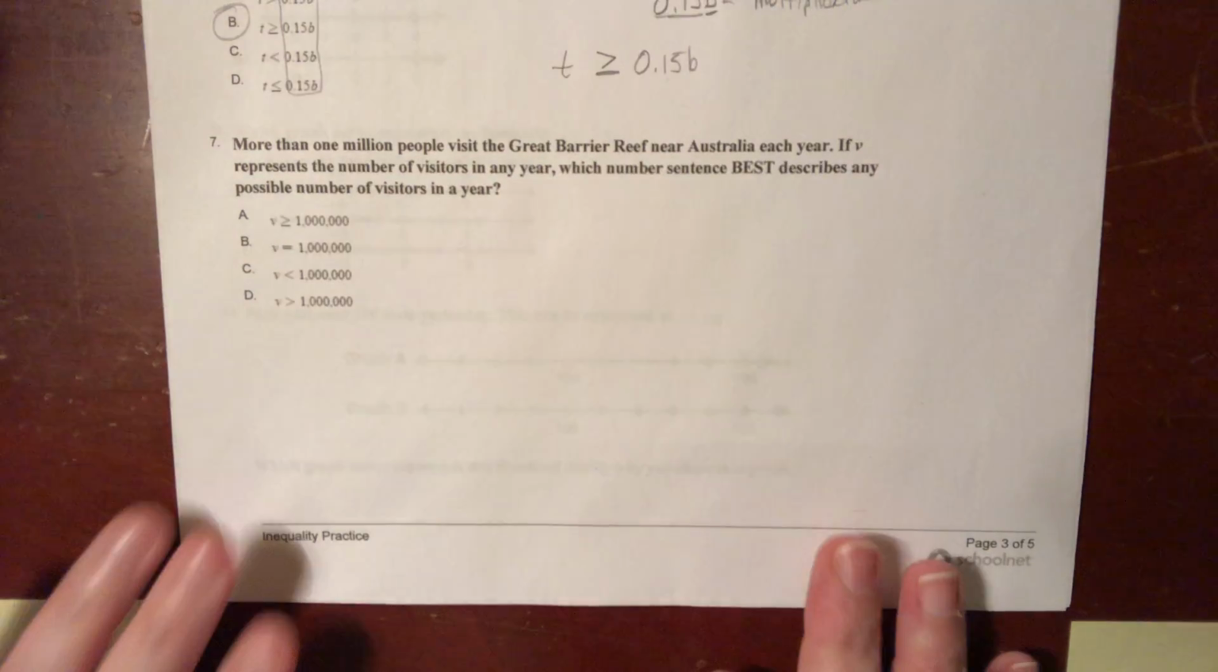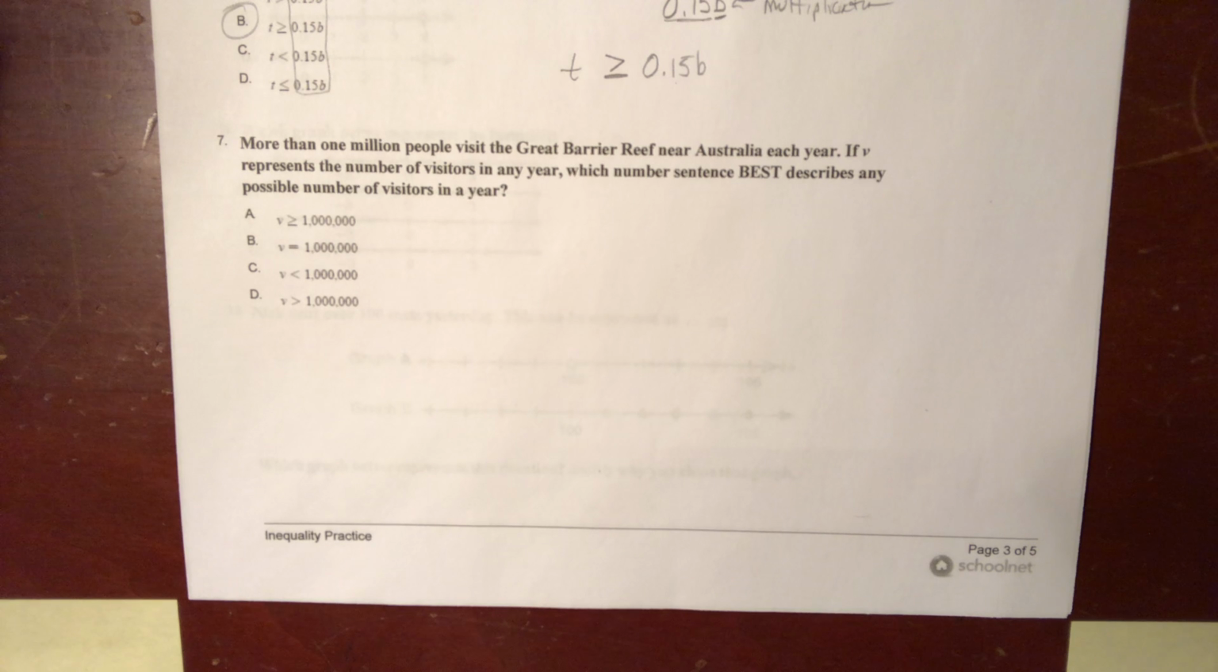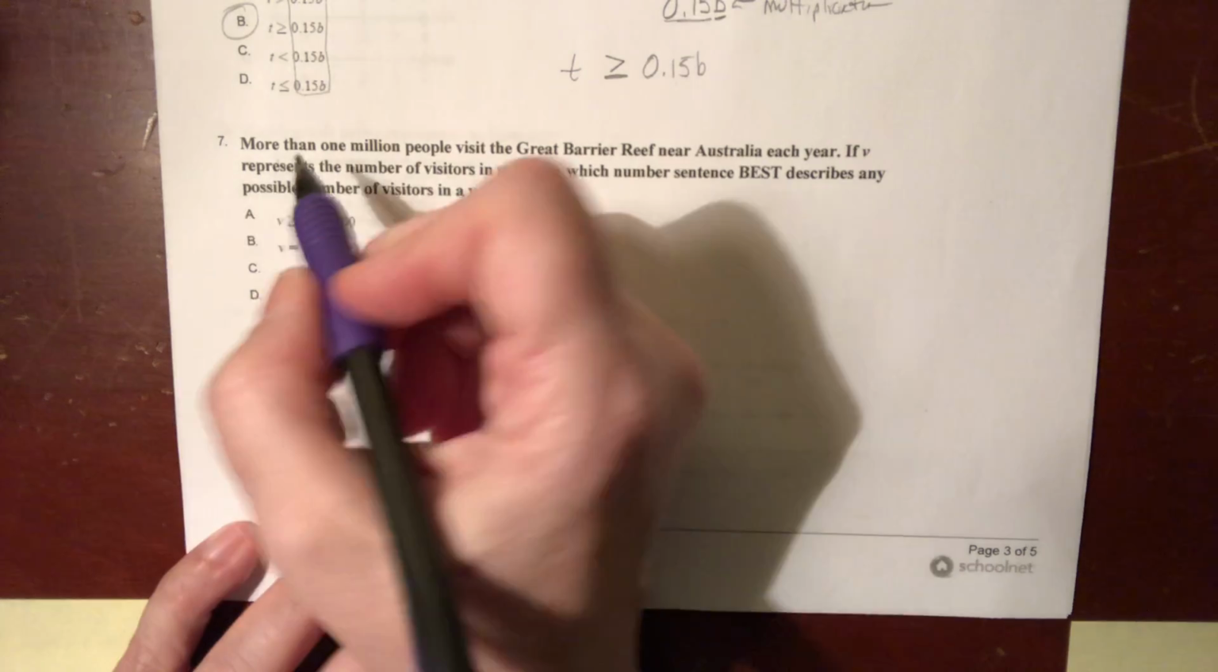7. More than 1 million people visit the Great Barrier Reef near Australia each year. If V represents the number of visitors in any year, which number sentence best describes any possible number of visitors in a year? Okay. It's a lot of words. Let's go back to the beginning. More than 1 million people.